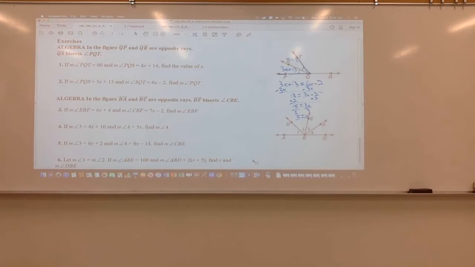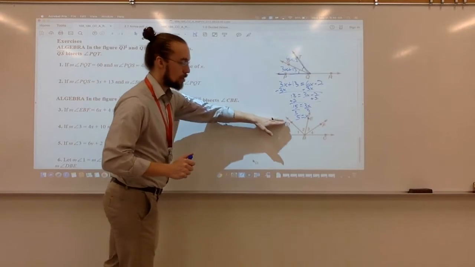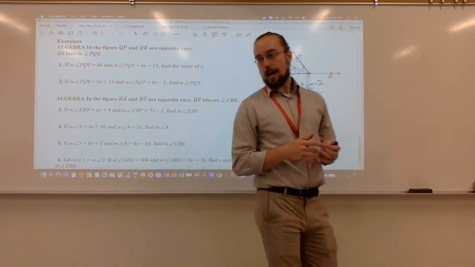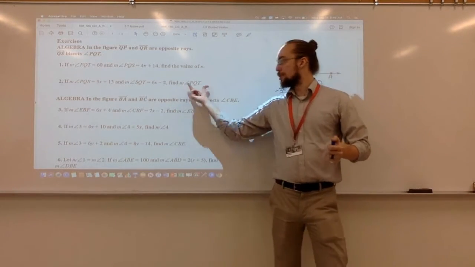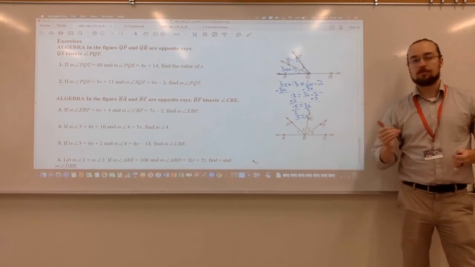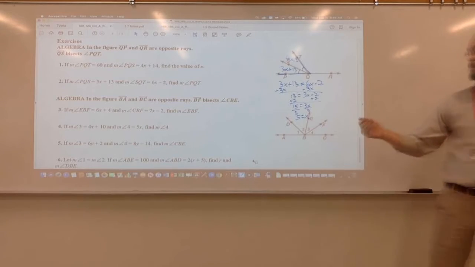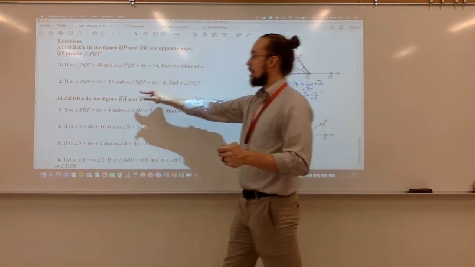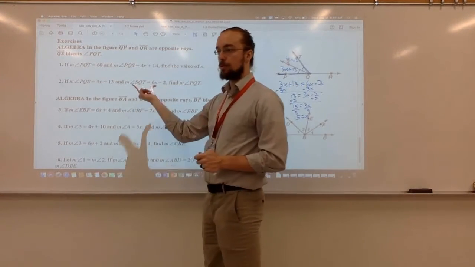All right, I'm hearing a lot of 5s for x. Okay, so are we good with getting that far? So then the question asks us to find the measure of angle PQT. Once I find that x is 5, how would I do that? How would I find the measure of PQT? Because if I'm looking here, I don't have an expression for PQT.